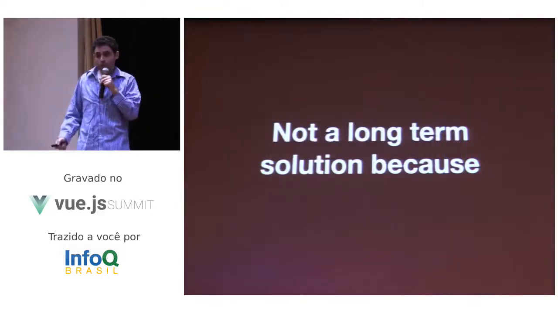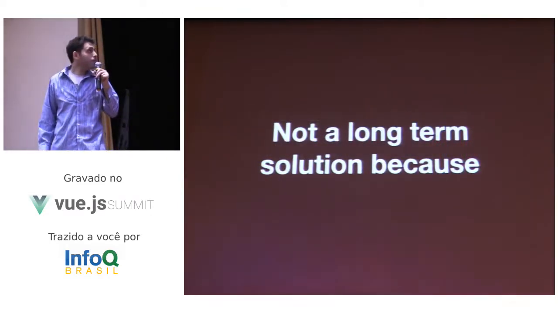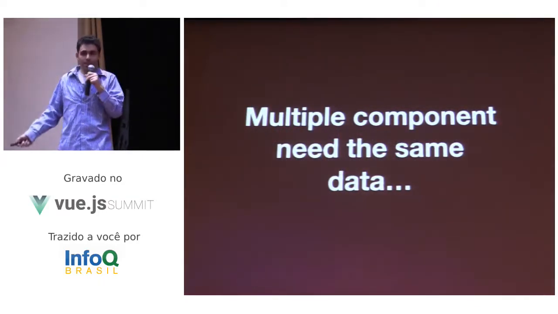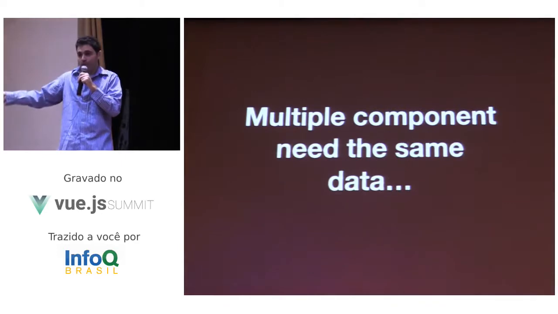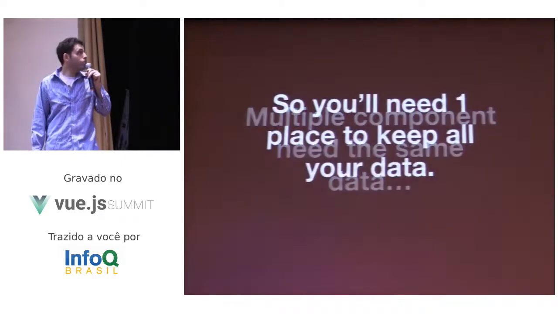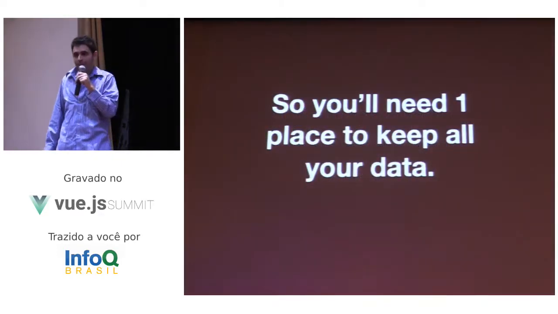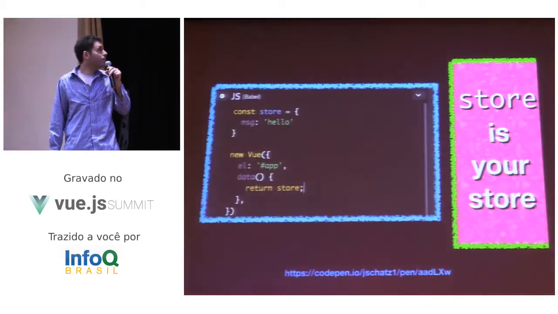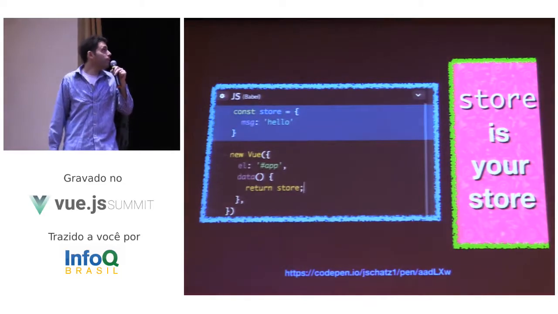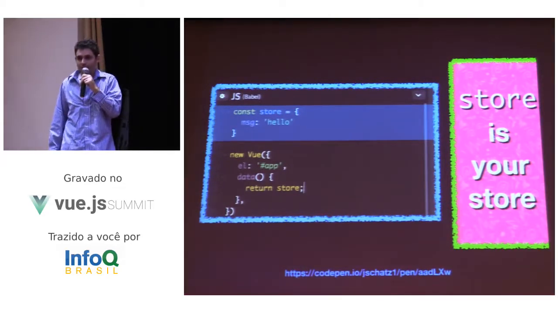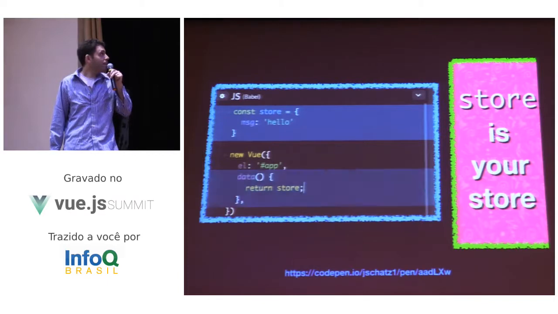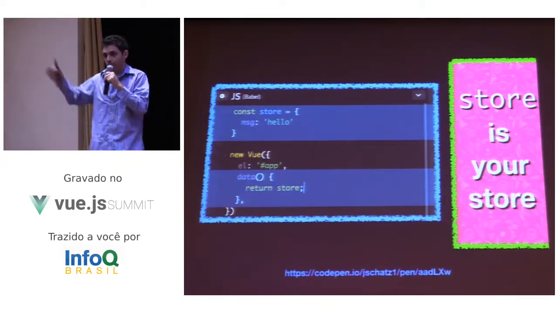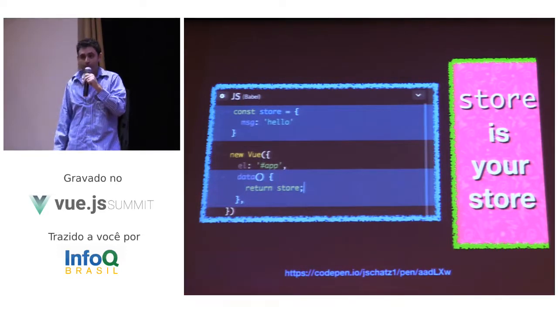So long term, that's not going to work, right? Because multiple components need the same data, right? You're going to have two components that need the same data. So what do you do next? You'll need one place to keep all your data. So you might do something like this, right? So here's your store up here. So you'll create one constant store object, and then in your data, you'll just return store, and then everything can return the store, and everything is wonderful, and this works just fine.